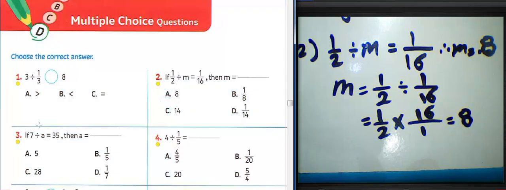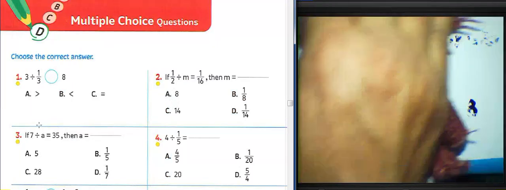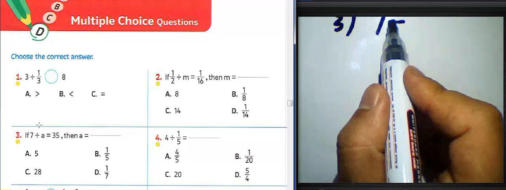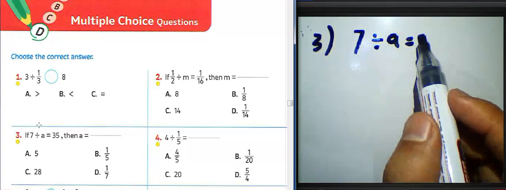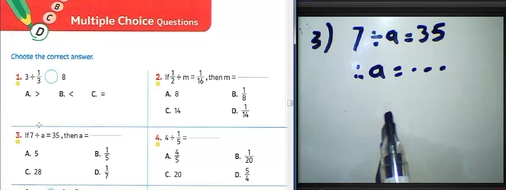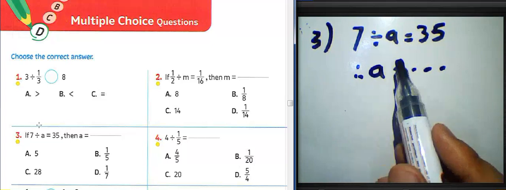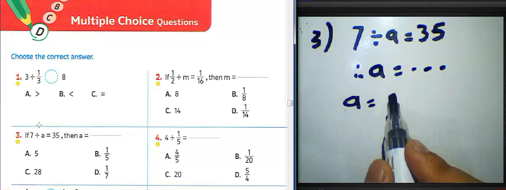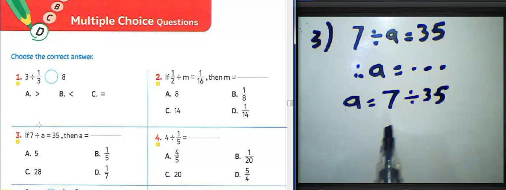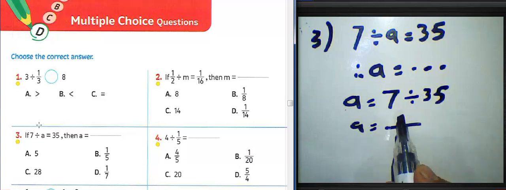Question number 3. If 7 divided by A equals 35, then A equals what? 7 divided by A equals 35, then A equals what? Who can tell me? He asked about the divisor. The divisor equals the dividend divided by the quotient. 7 divided by 35, we can convert from division to numerator and denominator.